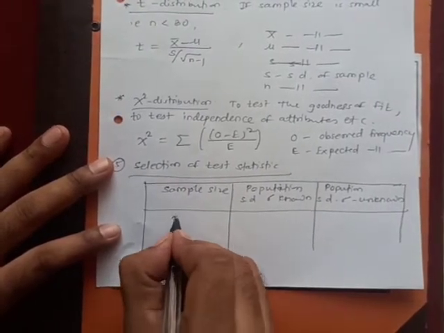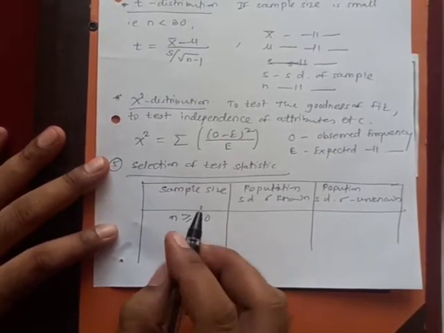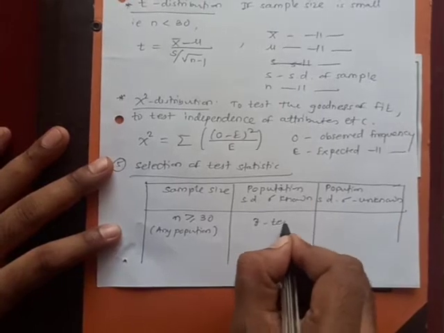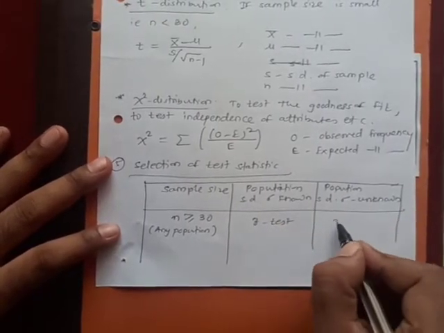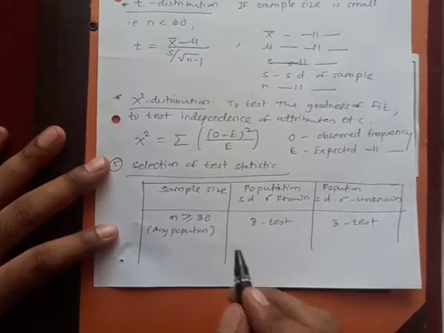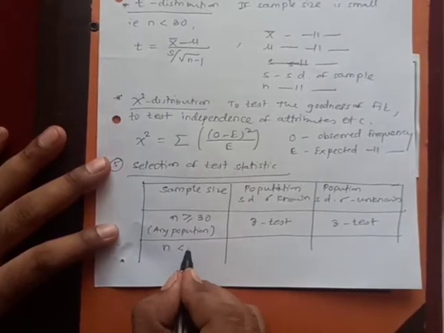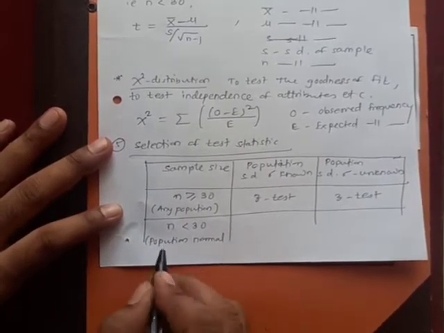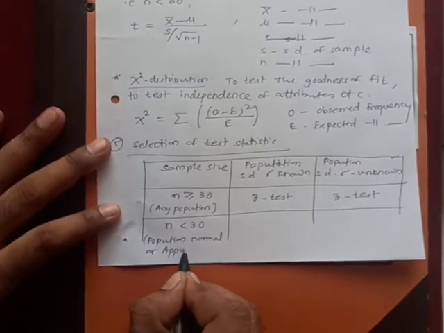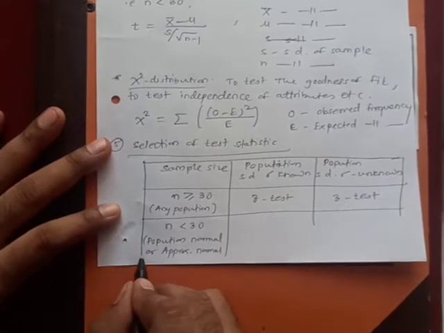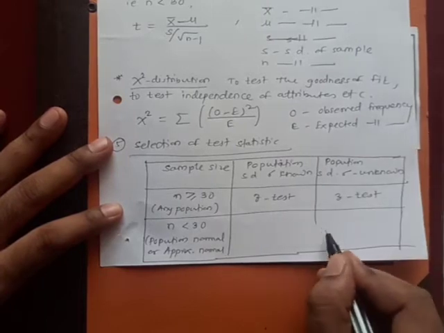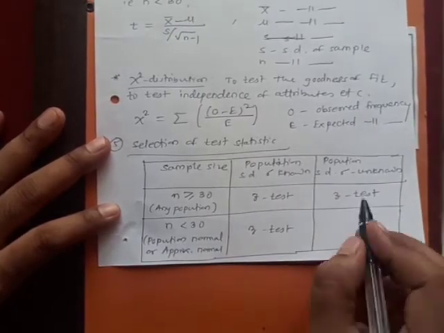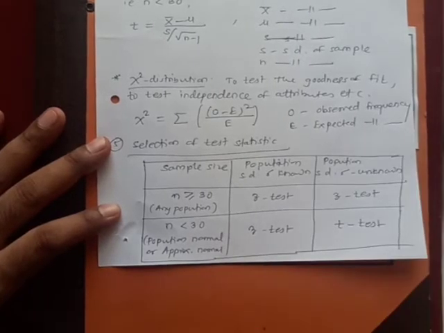Right? First is that n is greater than or equal to 30, any population. If n is greater than or equal to 30, then we have to use Z test. If population standard deviation is known, and if it is also unknown, then also we can use Z test. Right? This is the first part. If n is less than 30, this is population normal or approximately normal. Then in this case, if n is less than 30 and if population standard deviation is known, then again we have to use Z test. But if standard deviation sigma is not known, or unknown, then we use T test. Right?